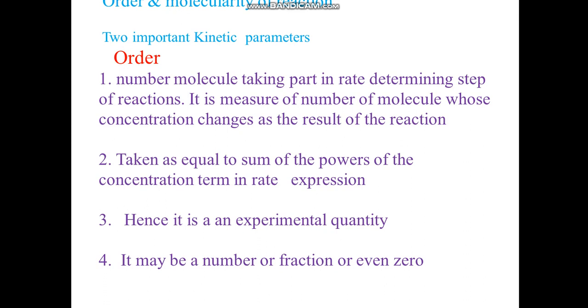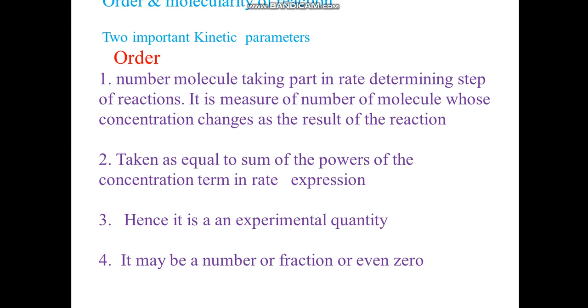Usually it is taken as equal to the sum of the powers of the concentration terms in the rate expression. It is numerically obtained by adding the powers of the concentration terms in the rate expression arrived at from the experiment. Hence, it is an experimental quantity.